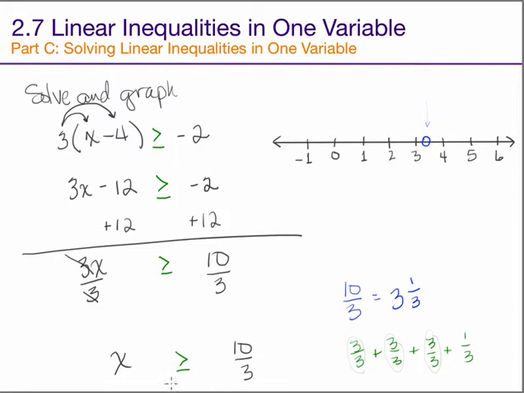Since x is greater than or equal to 10/3, the values I'm allowed to use, or the values that will satisfy the inequality, are all the numbers that are greater than 10/3, or bigger than 10/3, or in fact, equal to 10/3. So the direction of the arrow goes to the right to indicate the numbers are bigger than 10/3, and the circle gets colored in to indicate that x can be equal to 10/3. This is the solution to the inequality.